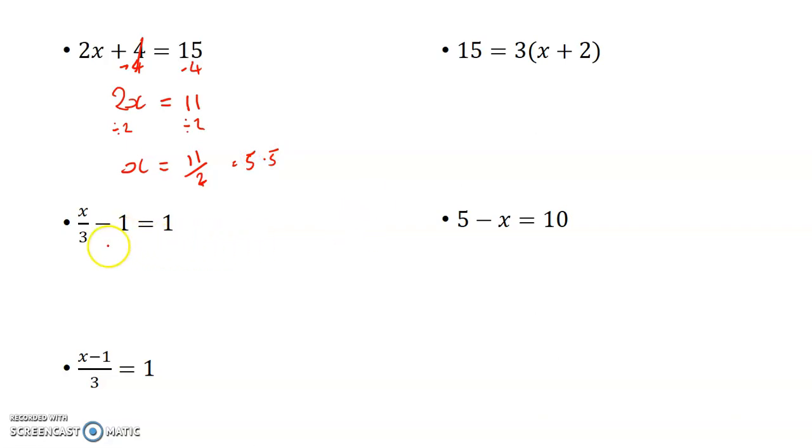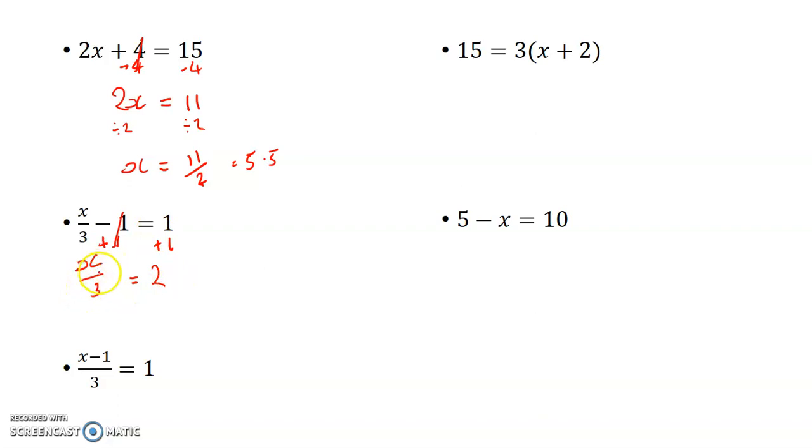Into the next one, as I said, the first part, read through it first. x divided by 3, take away 1. Last thing was a take away 1, so opposite of take 1 is a plus 1. Plus 1, that part disappears. We've got x over 3 left on this side. 1 plus 1 is 2.